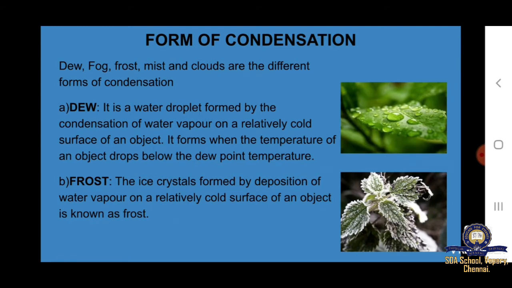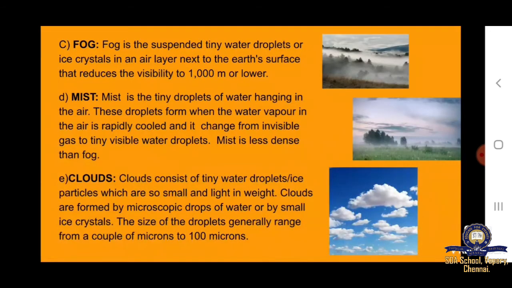And next, frost. The ice crystals formed by deposition of water vapor on a relatively cold surface of an object is known as frost. And next, fog. Fog is a suspended tiny water droplet or ice crystal in an air layer next to the earth's surface that reduces the visibility to 1000 meter or lower.